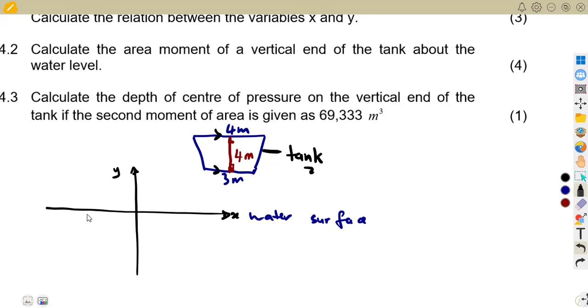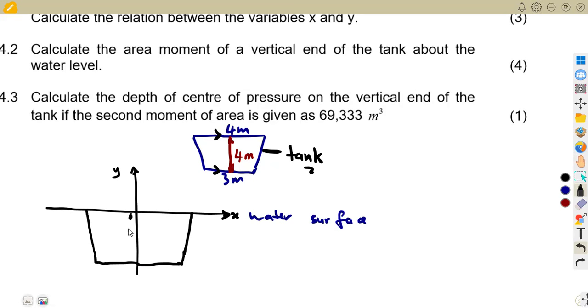Okay, let me put it this way. You understand me. This is our trapezium on top. It's full of water, so it is going to be like this on top. It is going to be direct on the water surface.